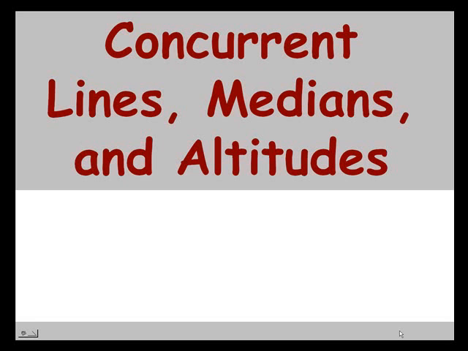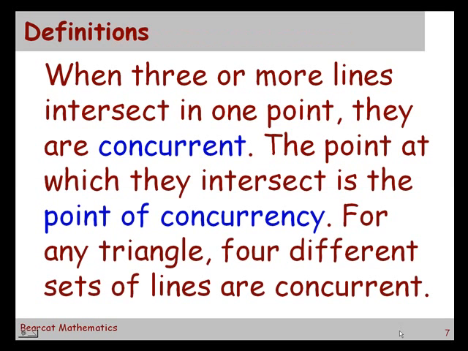Today's lesson: concurrent lines, medians, and altitudes. When three or more lines intersect in exactly one point, they are called concurrent lines. The point at which they intersect is called the point of concurrency.